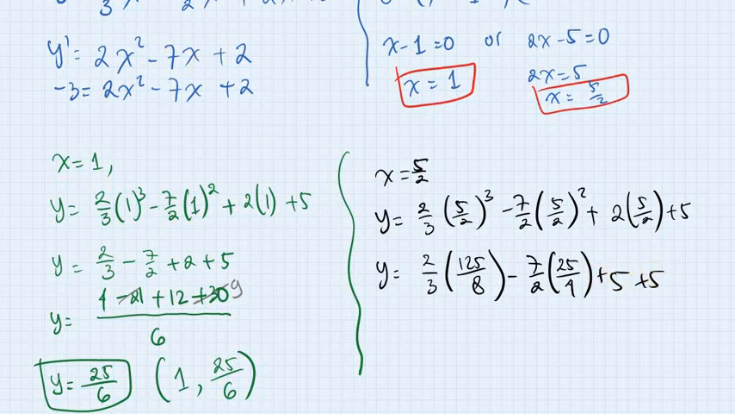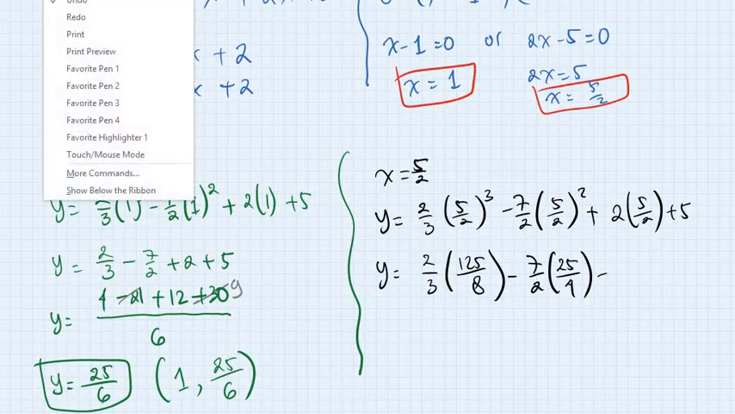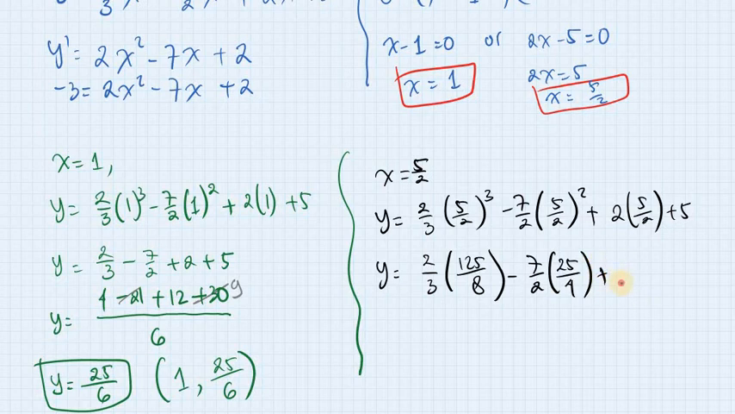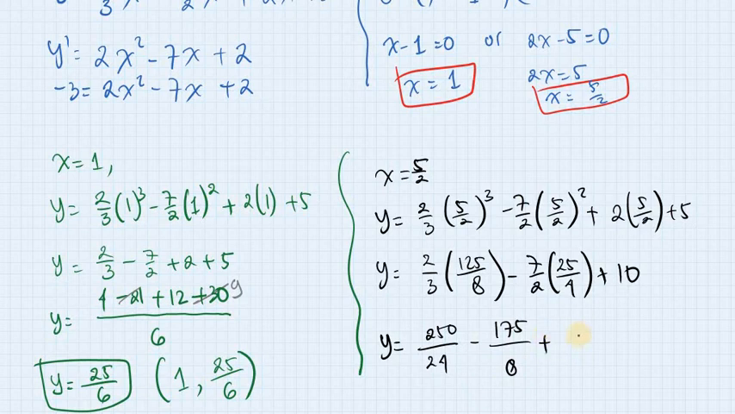5 and 5, we will combine that, become 10, directly. This one plus 10. Okay, so let's calculate it. What will we have? y equals, this will be a long one, 2 times 125, 250 over 3 times 8, 24, minus 7 times 25, 175 over 8, plus 10.